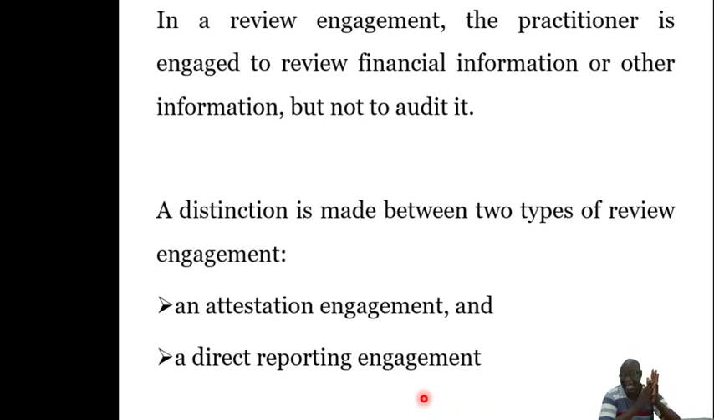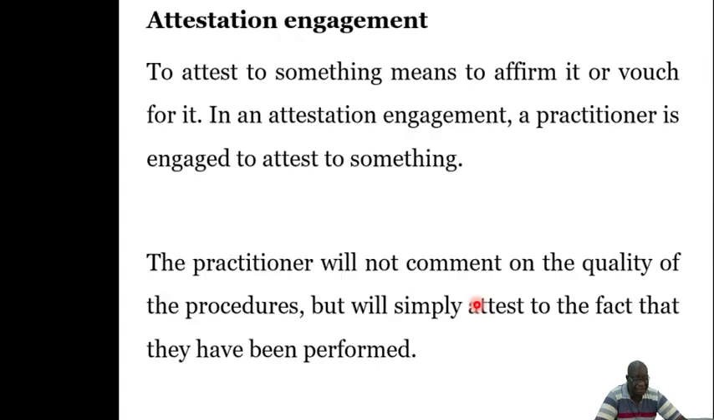Types of review engagement. In a review engagement, the practitioner is engaged to review financial information or other information, but not to audit it. Just review it and give your opinion on it. A distinction is made between two types of review engagement: an attestation engagement and a direct reporting engagement. These are the two main types of review that you normally do: attestation engagement and direct reporting.